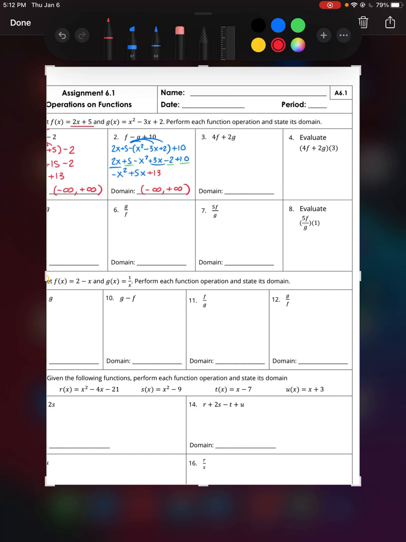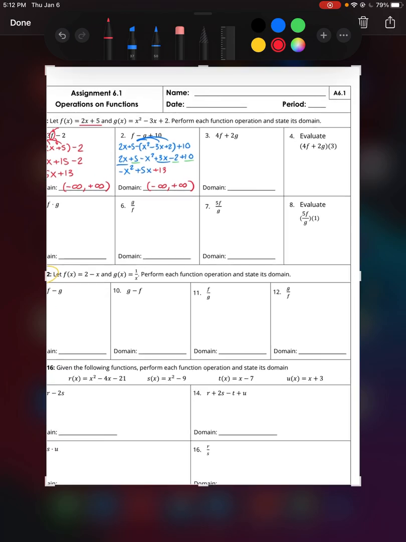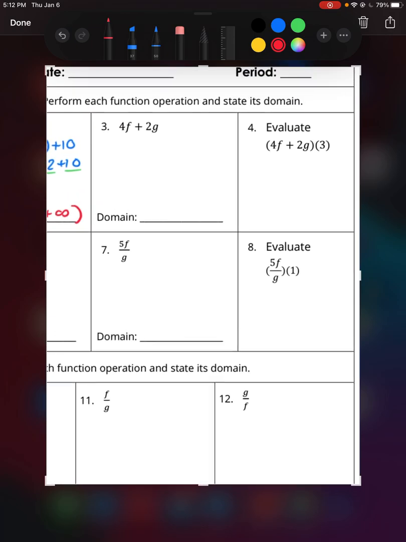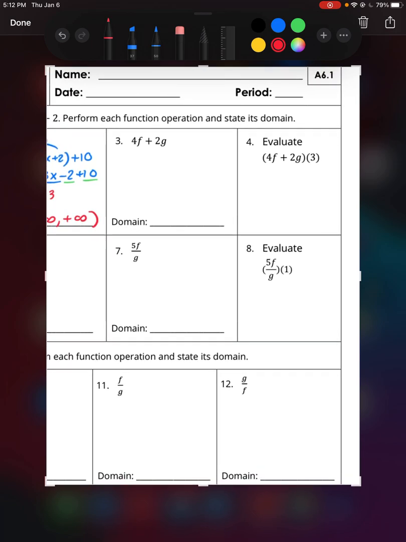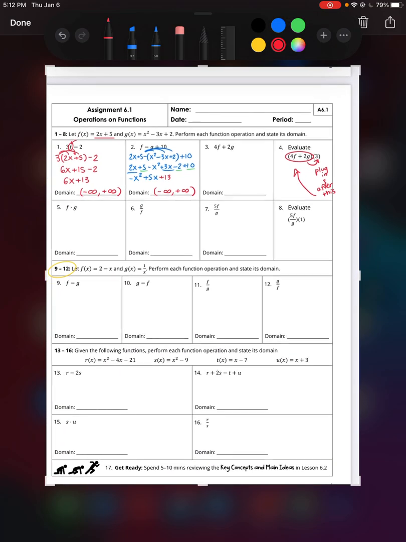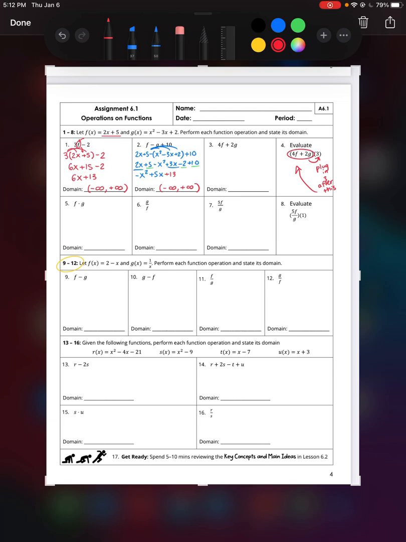So maybe that clears things up a little bit on how to do that, okay? And then this question here says evaluate. It wants you to complete this and then plug 3 into it, okay? So you're going to do 4 times f of x and then 2 times g of x, add them together, and then plug in the 3. Okay? I think that will make things a little bit more clear on how to work with this.